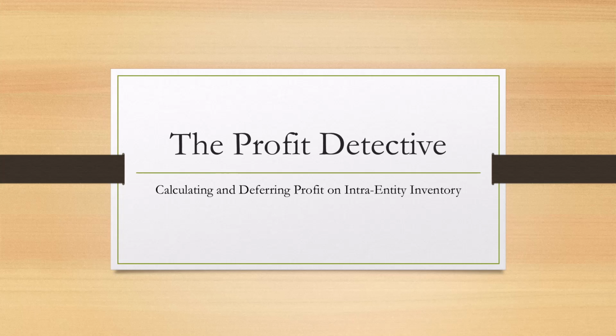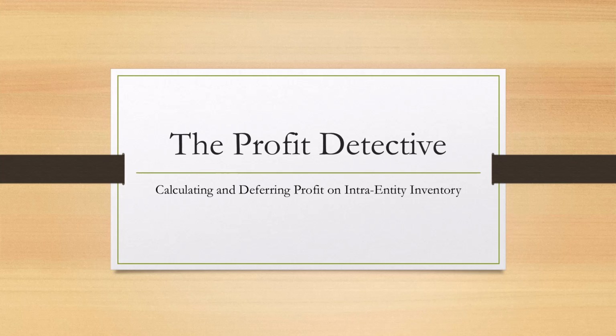Today, we are putting on our detective hats. Our case involves one of the most common challenges in consolidation accounting: finding and properly accounting for unrealized profit on sales between a parent and its subsidiary. This requires careful investigation and a sharp eye for detail.